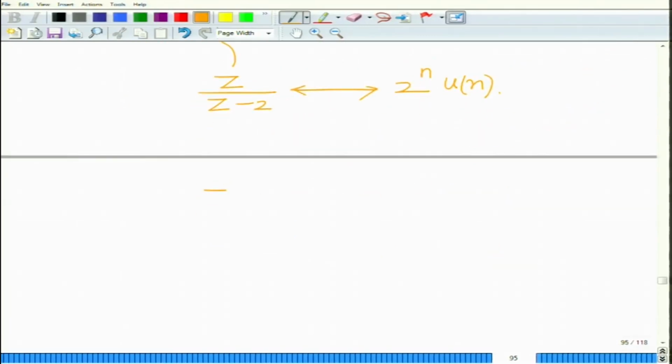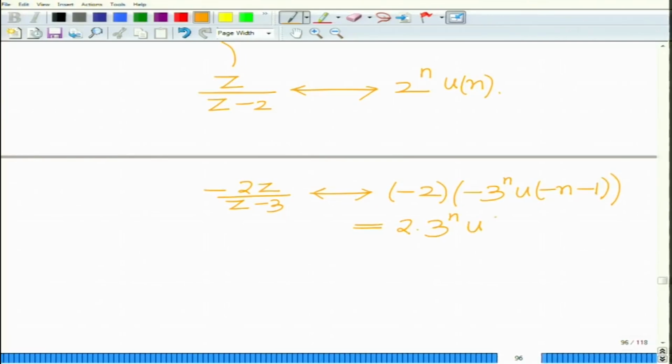Now, minus 2 times z over z minus 3. Now, this has inverse transform minus 2. Now remember the ROC is magnitude z is less than 3. So, this is a left handed signal with respect to the pole at 3. So, the inverse Z transform of this is minus 2 times minus 3 raised to n u[minus n minus 1], which is equal to basically twice into 3 raised to n u[minus n minus 1].